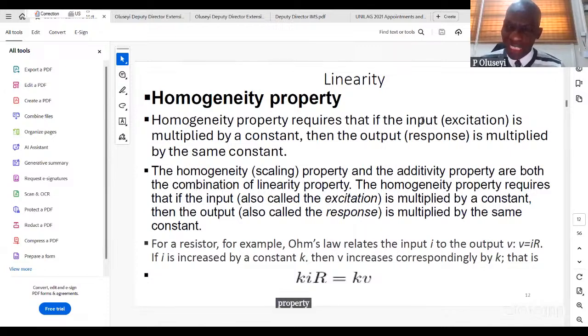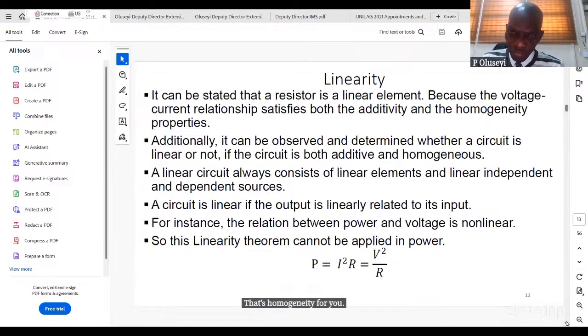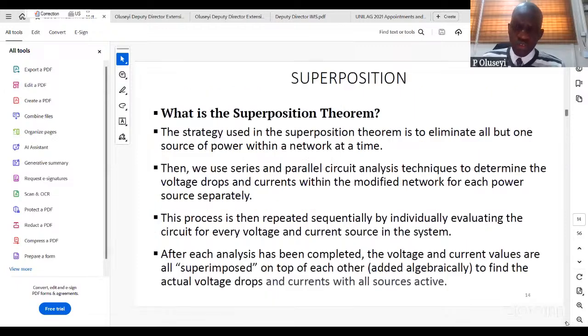The homogeneity property requires that if the input is multiplied, for a resistor, for example, Ohm's law relates the input I to the output V. So if you have V equals IR, if I is increased by a constant K, then V must be increased by the same constant K. So you have KIR equals KV. That's homogeneity for you. So with these two properties, we can now come to superposition.